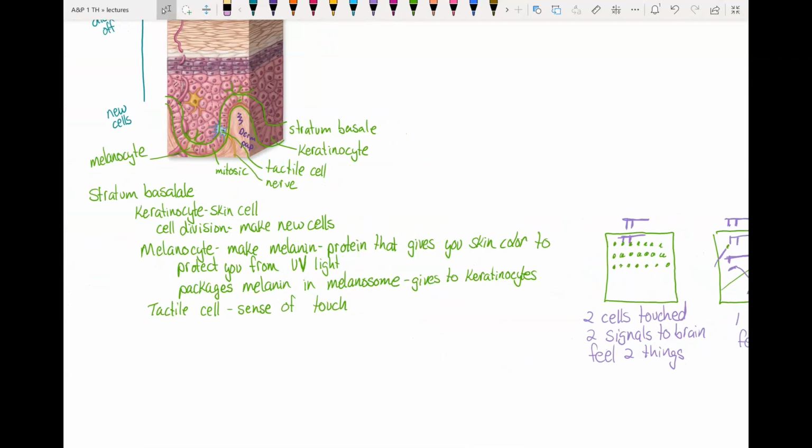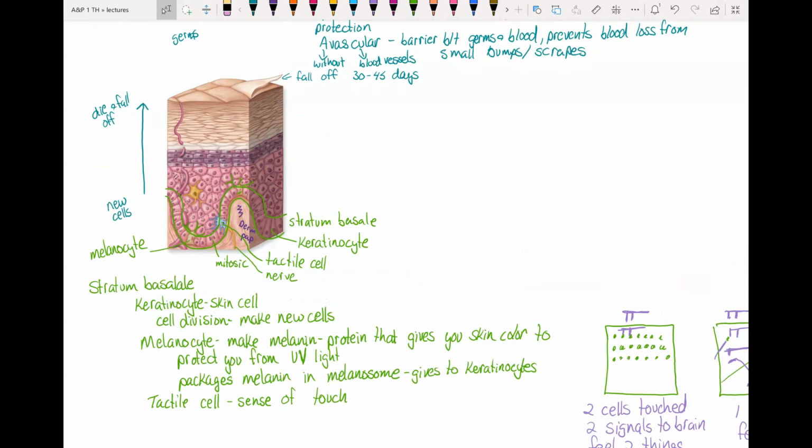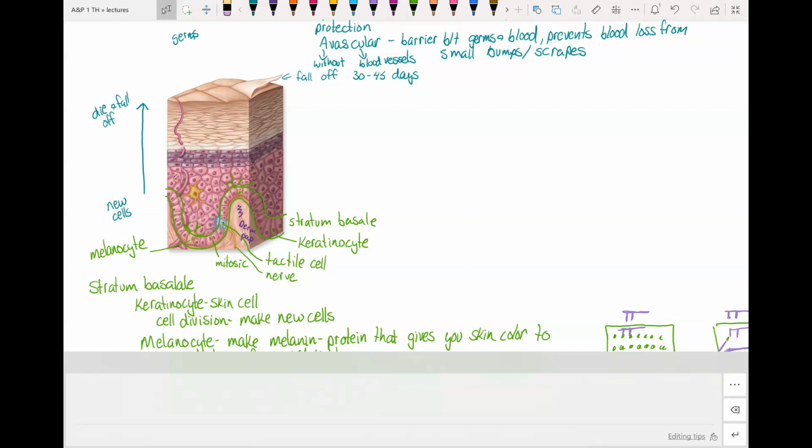All right, so that's the stratum basale. And the main thing here is this is where you're making your new cells that are going to migrate to the top. You have your melanocytes that make the melanin, but then give it to these new cells so that the melanin is in your keratinocytes and works its way up to the top, and you have your sense of touch here.